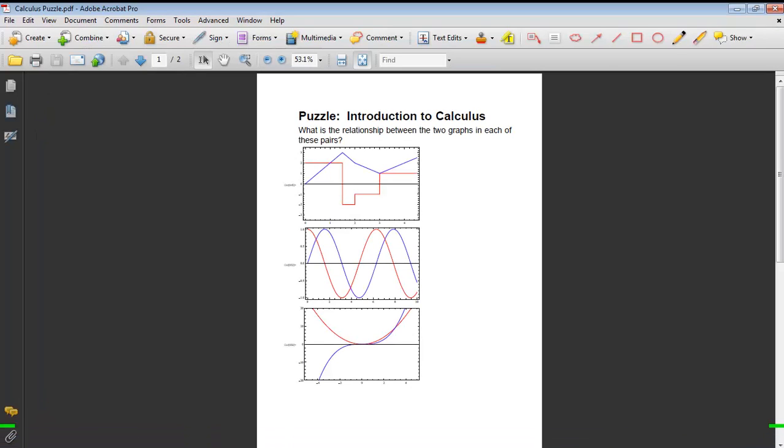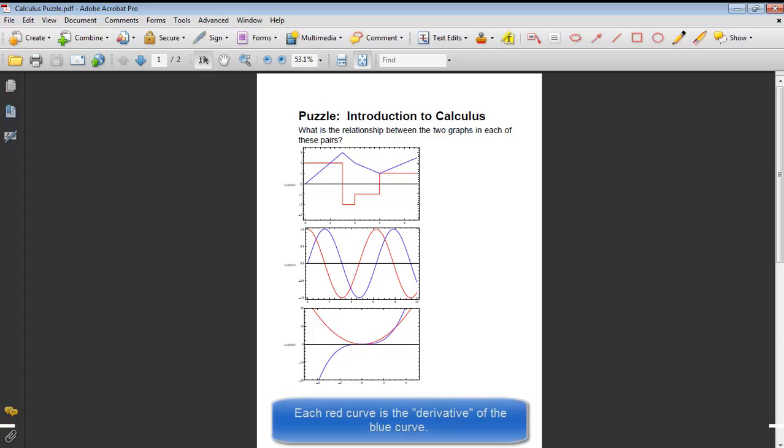The idea of this puzzle is that you need to find the relationship between the blue graph and the red graph. I have many examples. So here I show 3 examples. On the next page I have 2 more. And the idea is, can you figure out how the blue graph is related to the red graph in each example? The relationship is the same throughout each of these graphs.